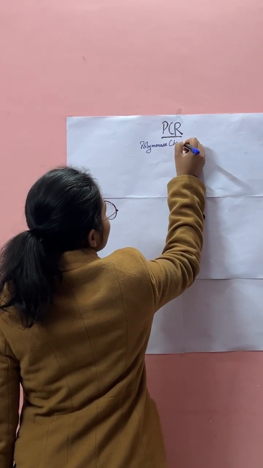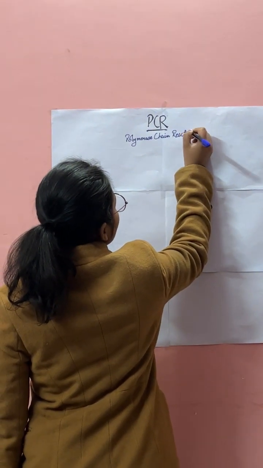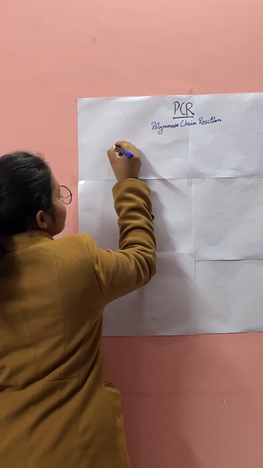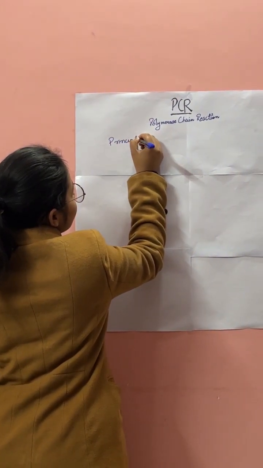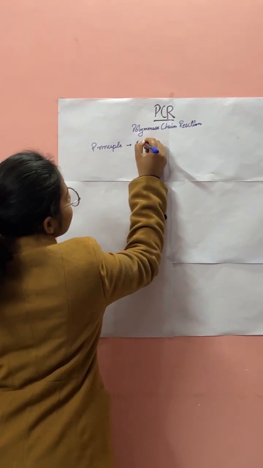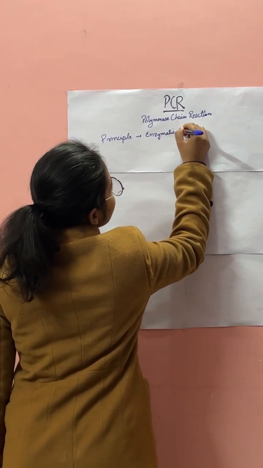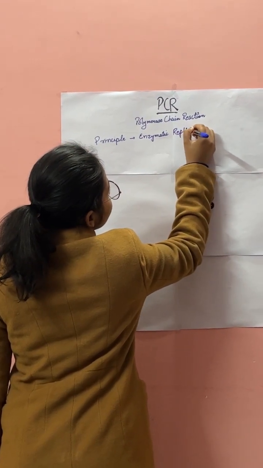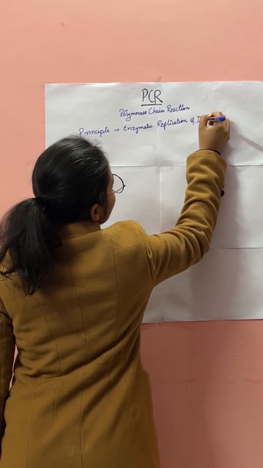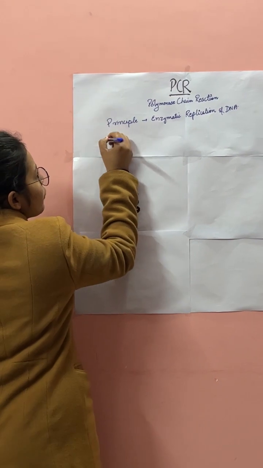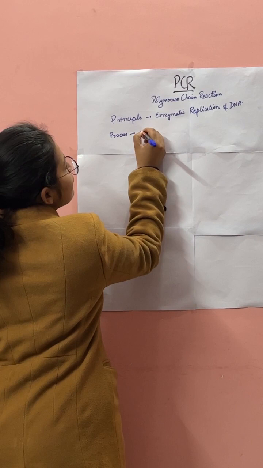Polymerase chain reaction. The principle of this process. What's the principle? Principle is enzymatic replication of DNA. The process. As I told you, process has 3 steps.